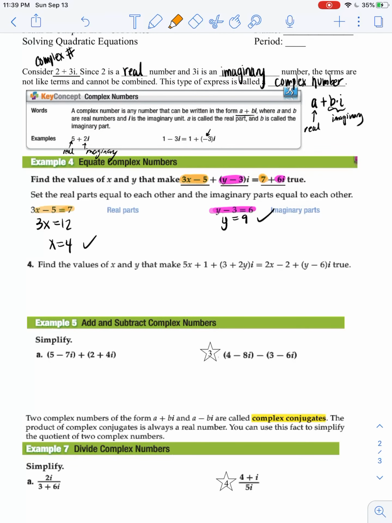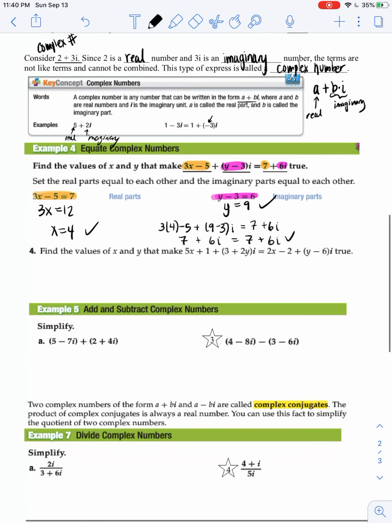And if you're like, what does that actually mean? I'm going to go ahead and plug them in so you can see it. So if we plug in 4, 3 times 4 minus 5 plus y, which is 9, minus 3 times i equals 7 plus 6 times i. That's 12 minus 5 is 7, plus 9 minus 3 is 6. So 7 plus 6i equals 7 plus 6i. Again, you set those real quantities equal, and then the imaginary quantities equal. Because we're just looking at the coefficient in front of i, you just set those equal and you can get the variable.